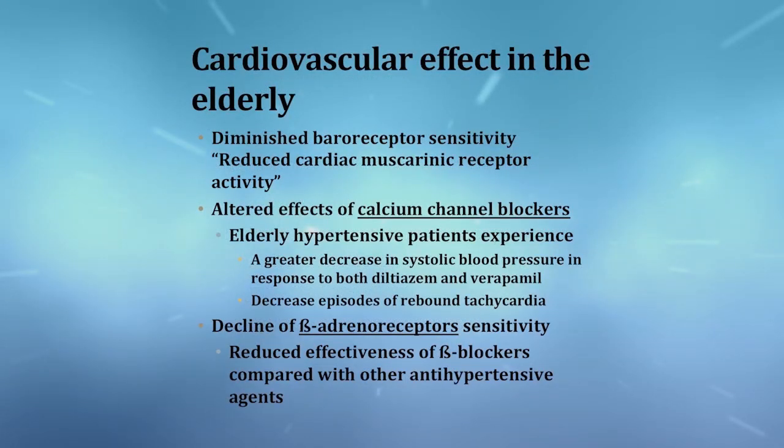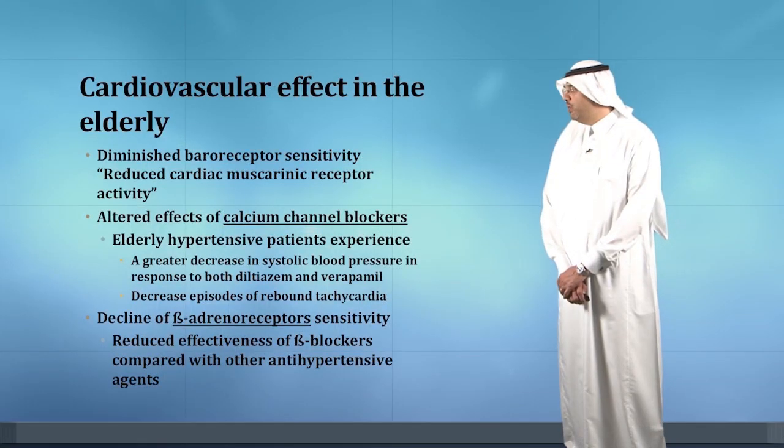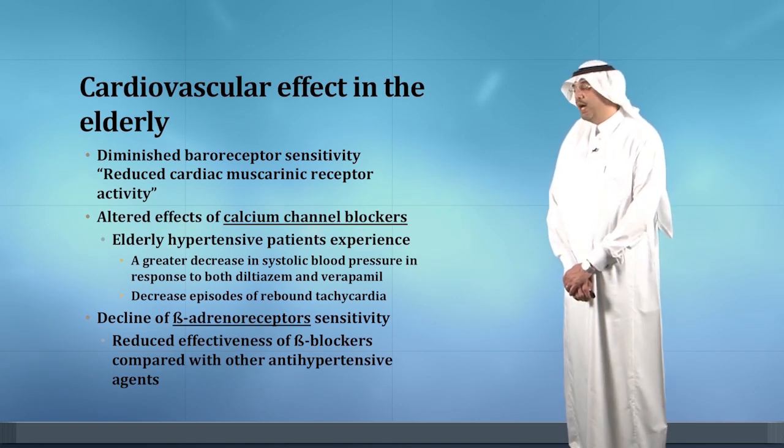What are the cardiovascular changes that we notice in elderly? Usually, there will be a diminished baroreceptor sensitivity. This is most probably due to reduced cardiac muscarinic receptor activity, and this will lead to altered effect of calcium channel blockers. So in elderly hypertensive patients, they usually experience a greater decrease in systolic blood pressure in response to both diltiazem and verapamil. Also, there will be decreased episodes of rebound tachycardia.